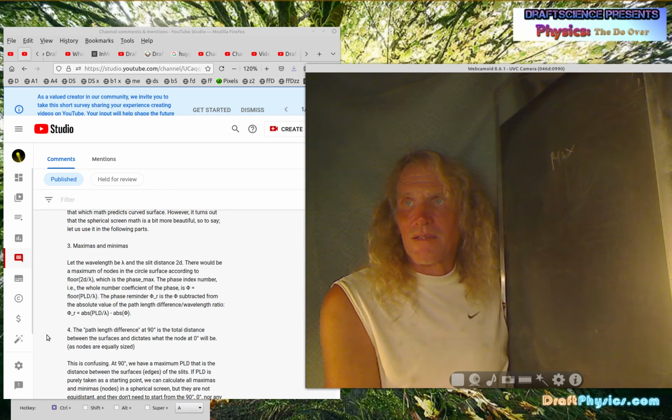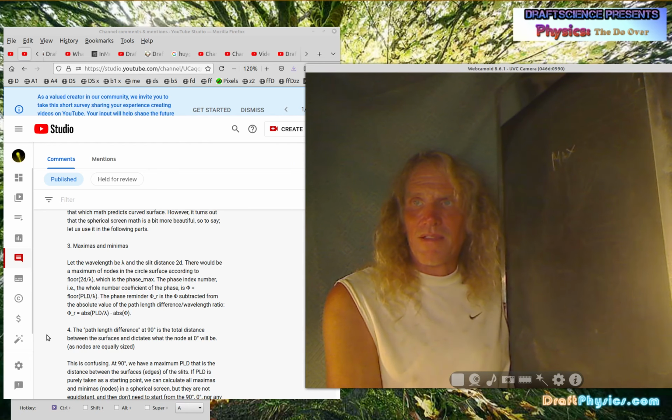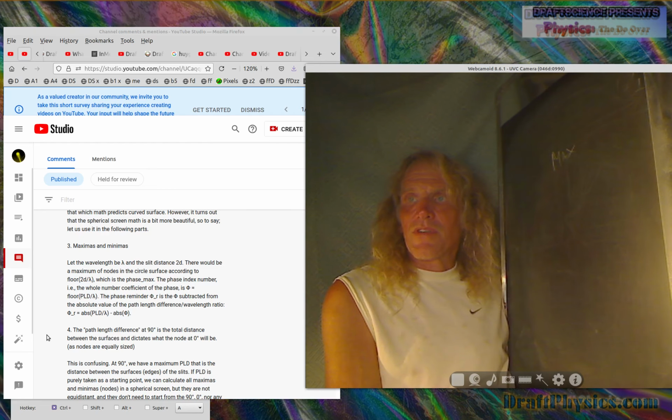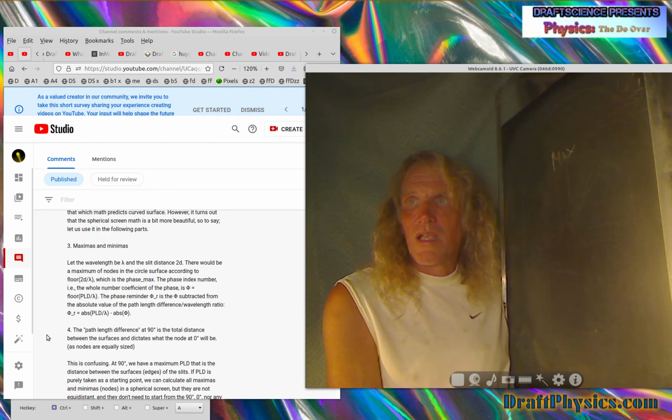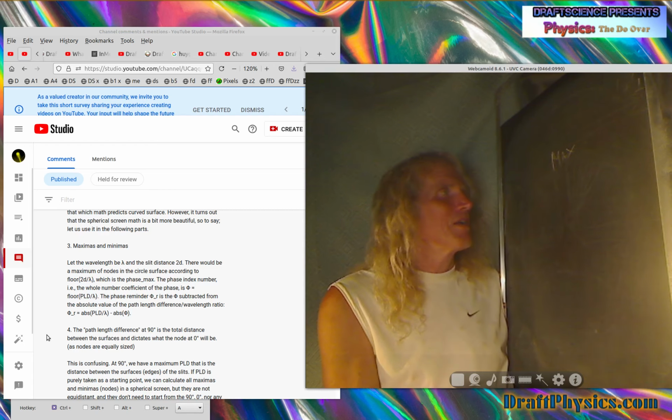Phase max. The phase index number, i.e. the whole number coefficient of the phase, equals floor of PLD, path length difference, divided by the wavelength. Path length difference divided by the wavelength. I don't even know what that means. The phase remainder is the blank subtracted from the absolute value of the path length difference, wavelength ratio, blah, blah, blah. Well, anyway, I already went over all this crap.